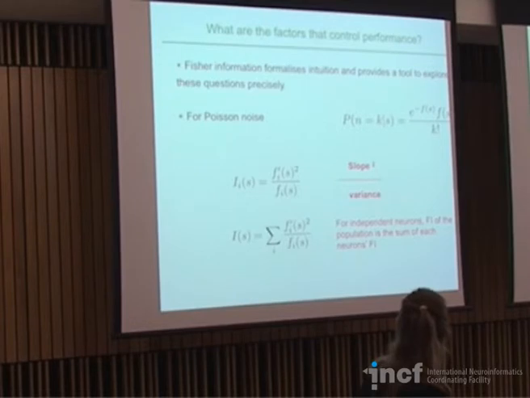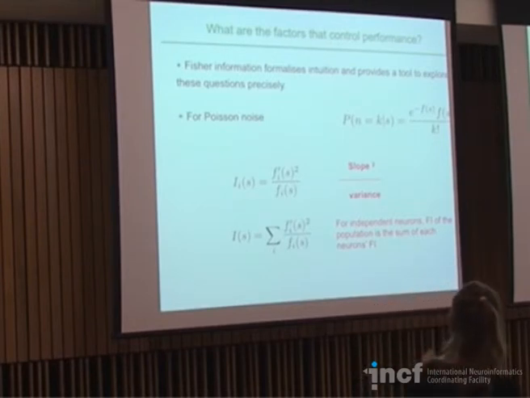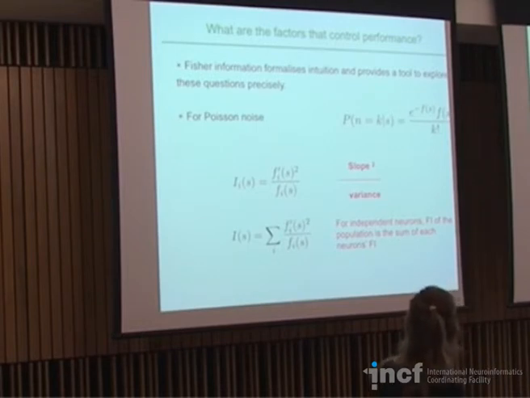Now the nice thing is that Fisher information for a population of neurons is just going to be the sum of the Fisher information for each neuron. So Fisher information for a population of neurons is going to be given by the slope of the tuning curve for each neuron around that stimulus in the population over the mean response for all these neurons for this stimulus in the population. So now we have a very nice way to quantify changes in the shape of a tuning curve, how this is going to impact Fisher information and thus discriminability.